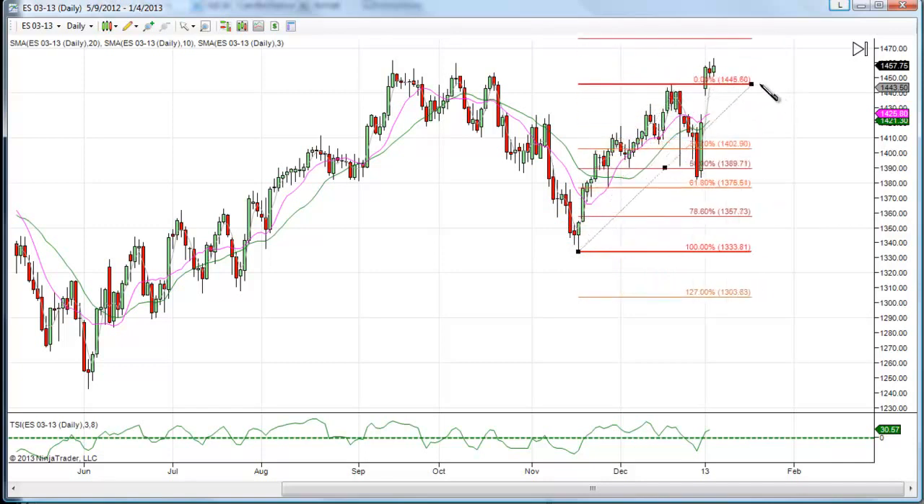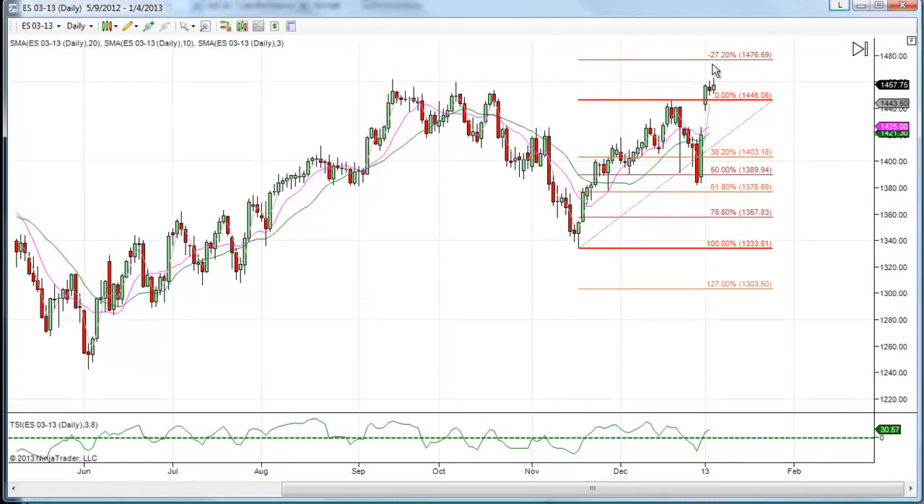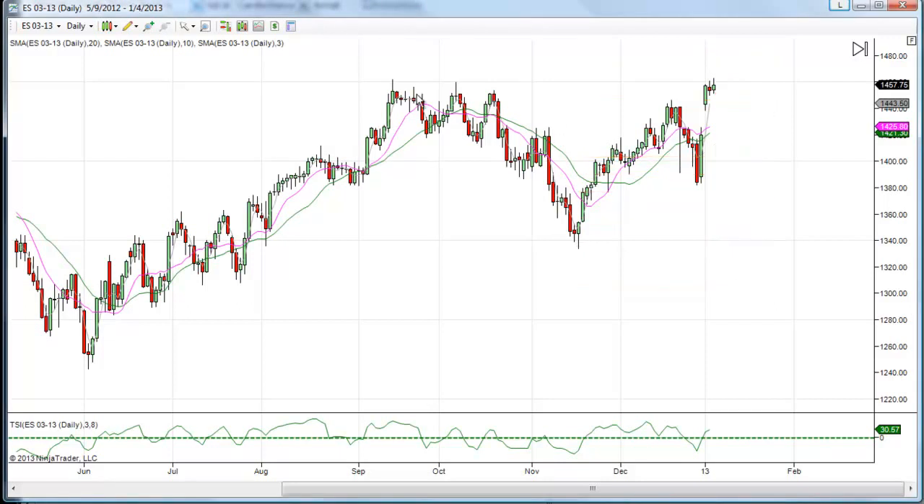We pointed this out, that if we do manage to trade higher, the likelihood is that we could see the 127 extension at 1476.59. What I think is more likely, we see this high right here remain resistance and we move off of this.